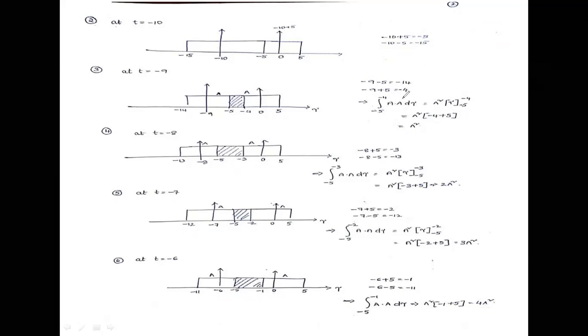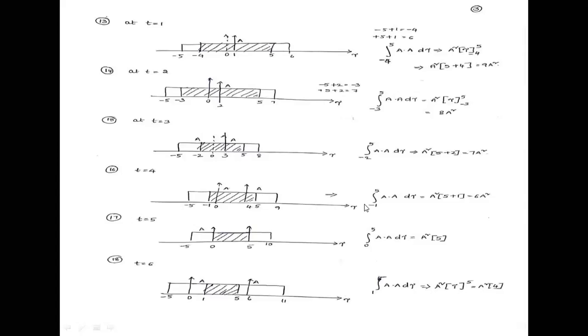Graphical representation. T is equal to minus 6, then t is equal to minus 5. Here minus 5 to 0, a square into 5. Previously we got a square, 2a square, 3a square, 4a square, and 5a square, 6a square, 7, 8, 9, 10.